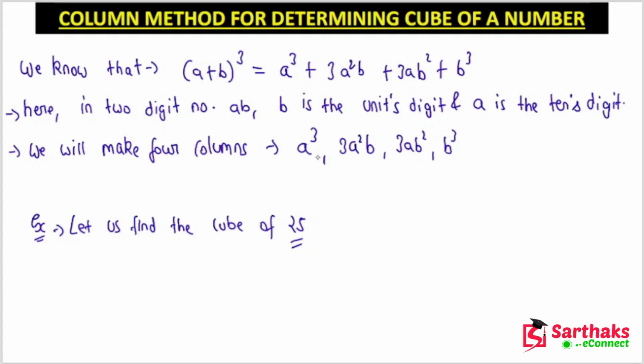So let me recall that this method will use the identity (a plus b) whole cube. So you should always remember this particular identity and in this format only. It will have 4 terms, so the number of terms in this identity will determine the number of columns here. In the case of square, the number of terms were 3 and the columns were also 3, right? In a 2-digit number ab, we will take b as the units digit and a as the tens digit. So let us find the cube of 25.